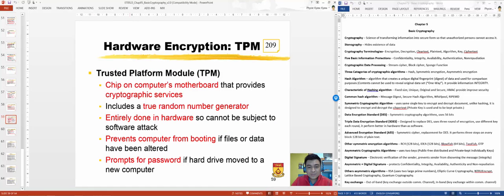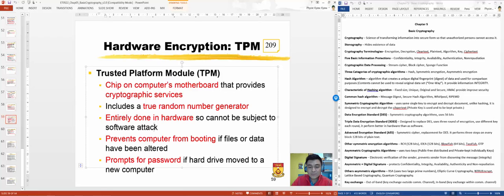Okay, one way of protection is called the Trusted Platform Module, TPM. Sometimes we can embed a chip on the computer motherboard that provides cryptographic services. It includes a true random number generator on the hardware itself. It is entirely done in hardware, so it cannot be subject to software attacks. It prevents the computer from booting if a file or data has been altered, or prompts for a password if the hard drive is moved to a new computer. This is mainly a system on chip protection.